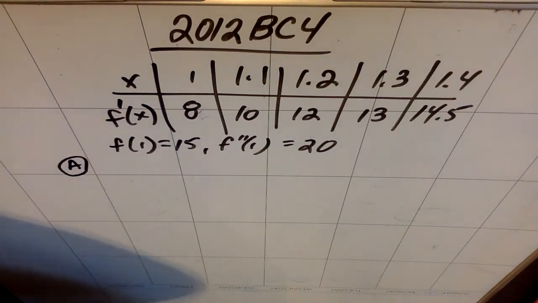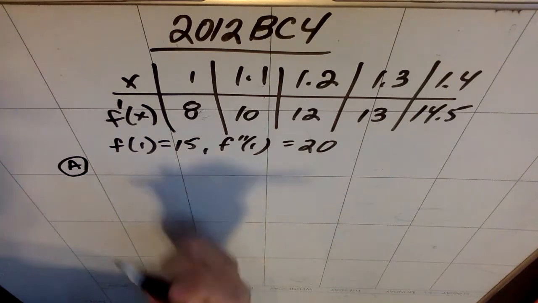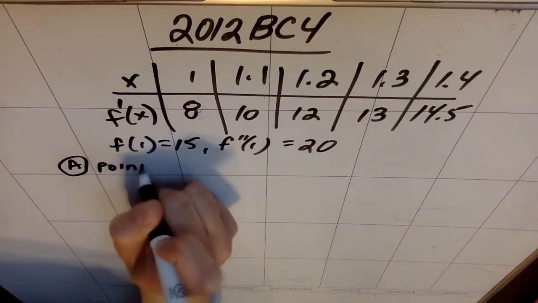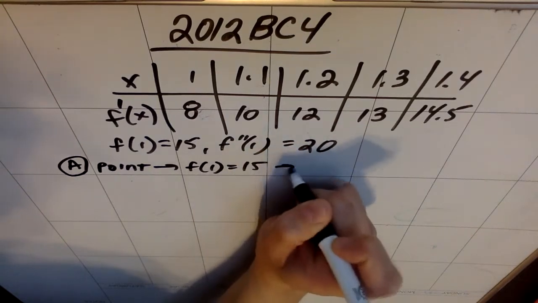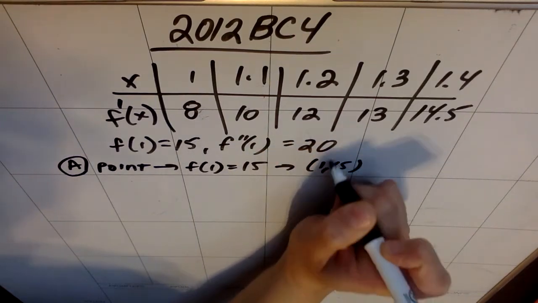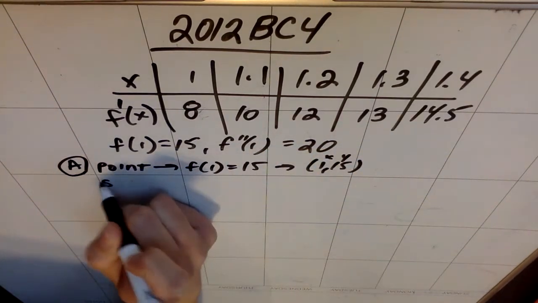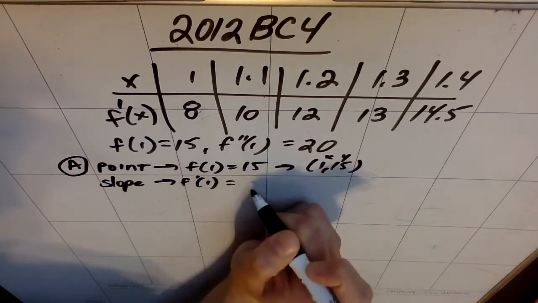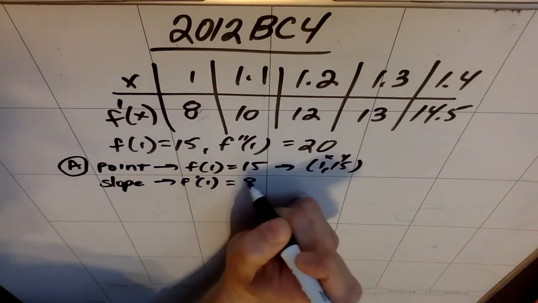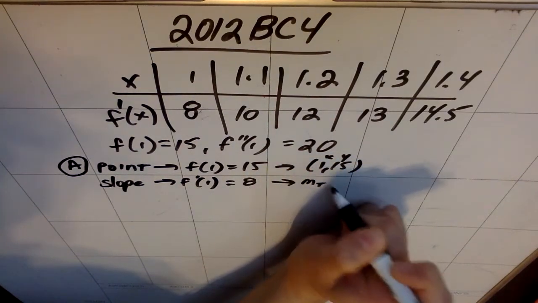So anytime we hear equation of a line, we need a point and we need a slope. So my point at x equals 1 is totally going to be this f of 1 equals 15, right? That is 1 comma 15. That's x comma y, right? And my slope is totally going to be f prime of 1, which is given to me on the table. F prime of 1 is an 8, right? So my tangent slope is an 8.